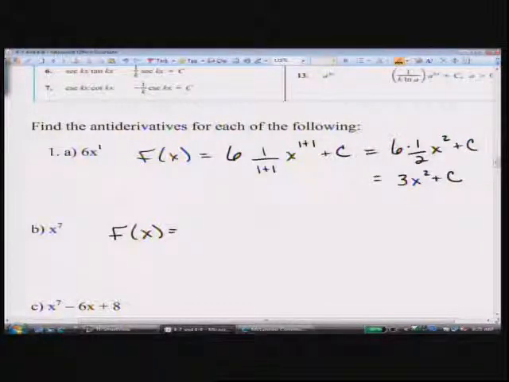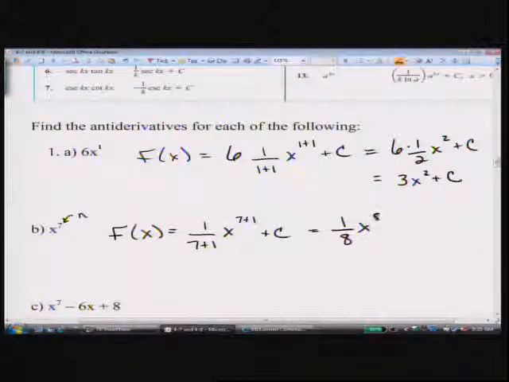All right, so for x to the 7th, the antiderivative, I'm still going to use the first formula. It'll be 1 over n plus 1, where my n is 7. So 1 over 7 plus 1, x to the 7 plus 1, plus c. So this is 1/8 x to the 8th plus c. And remember, you can always check these, because you can take the derivative of your answer, and you should get back to the function that you were given. If you take the derivative, the 8's cancel, and you just get x to the 7th.